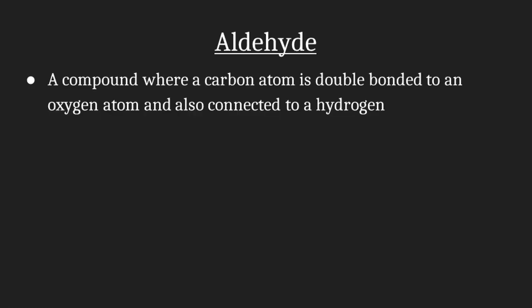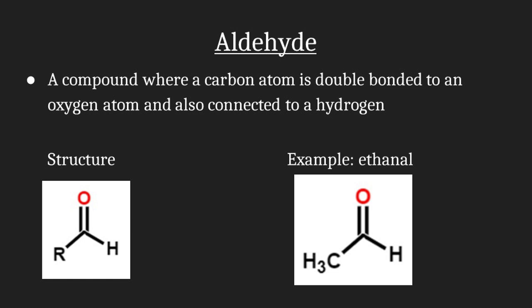The last type of functional groups that we're going to talk about are those that have a carbonyl, or a carbon double bonded to an oxygen. The first type of functional group in this class are the aldehydes. This is where a carbon is double bonded to an oxygen and is also connected to a hydrogen on one side and an R group on the other side, such as in ethanal. It's important to note that there's a hydrogen and not two R groups, because if there were two R groups, this would be a different functional group.